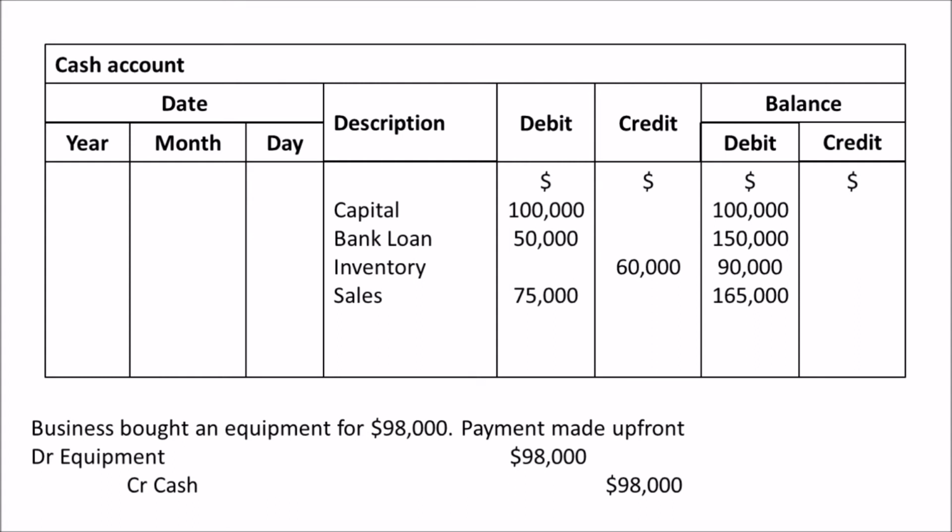Key in $98,000 into the credit column of the cash account. Next, we credited cash by $98,000. Which account did we debit by $98,000? Key in the name of the account in the description column.